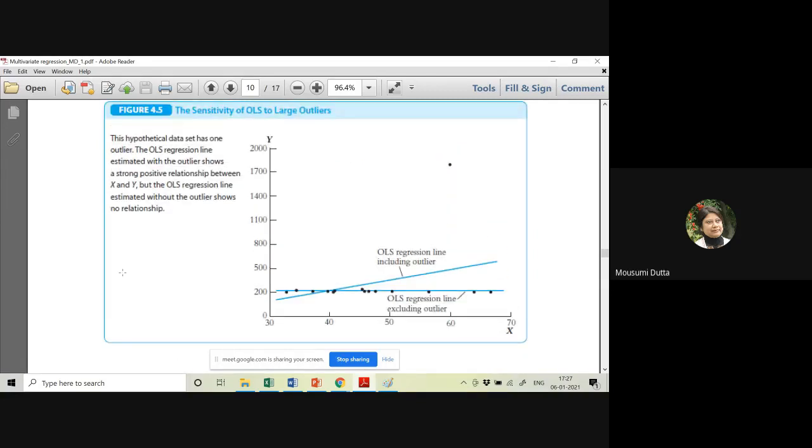Any question? This completes the discussion of the assumptions of the k-variable regression model. So far I discussed the model itself and the assumptions of the k-variable model. Any question regarding this? Next we have to go for estimation.